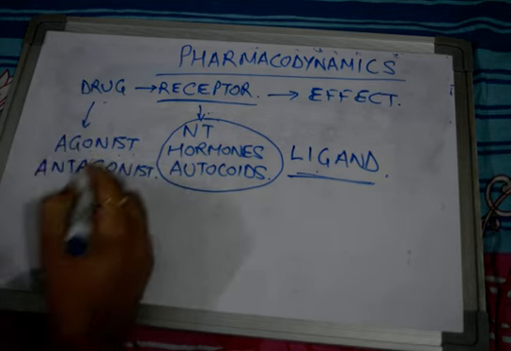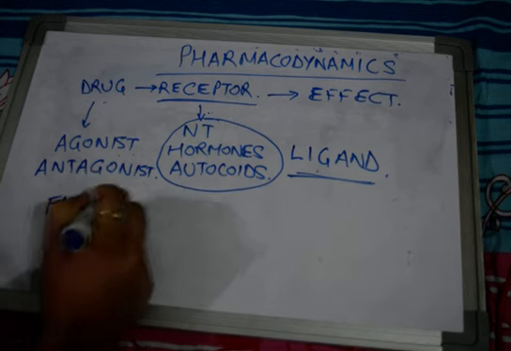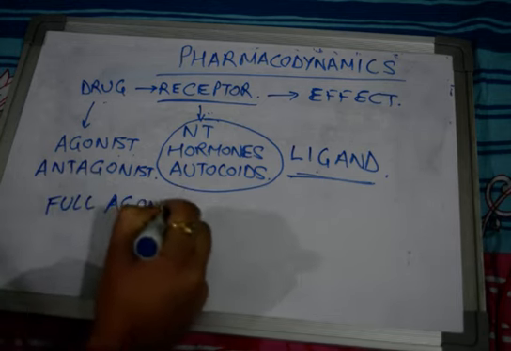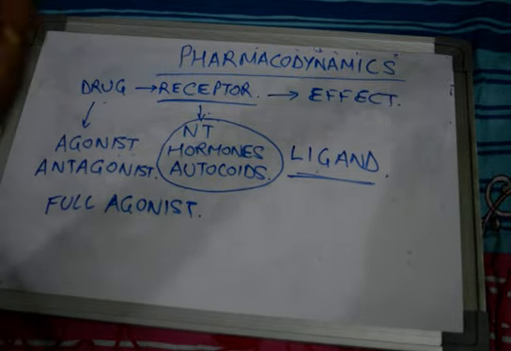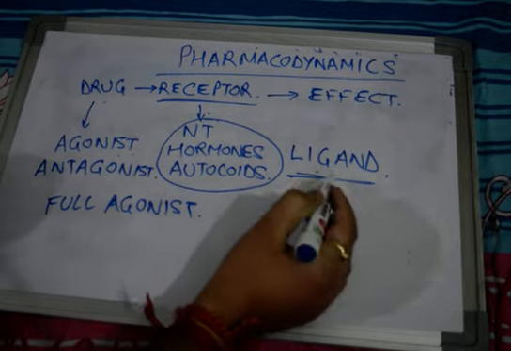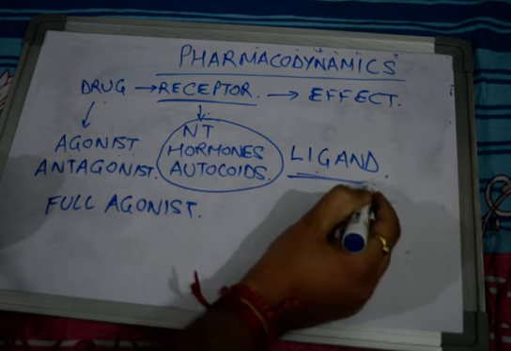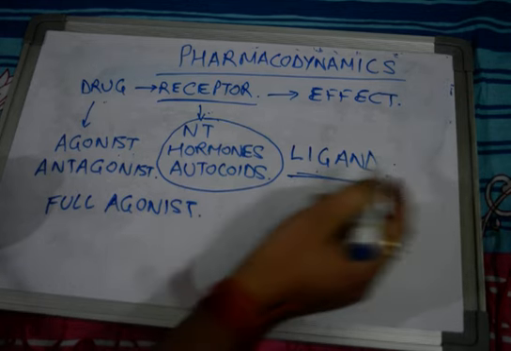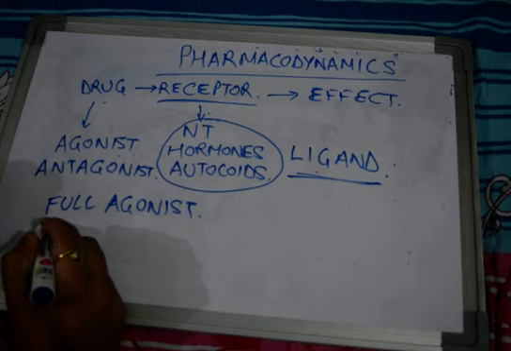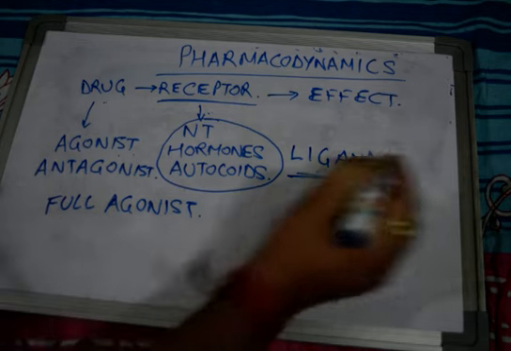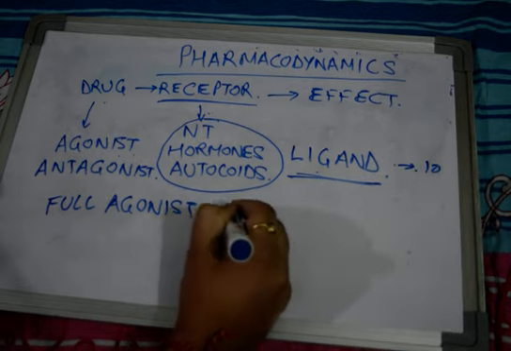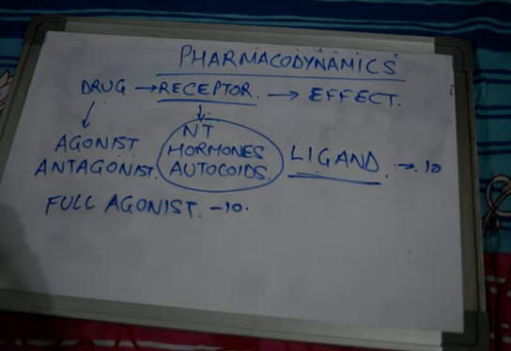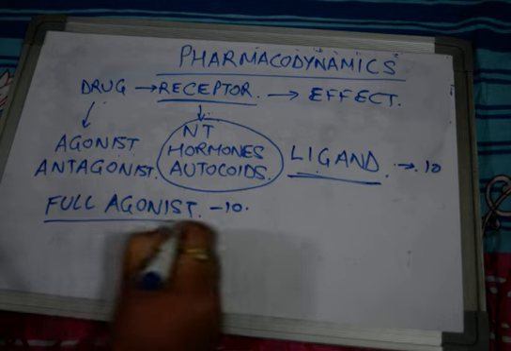And we call it a full agonist if, when you quantitate the action, as much response is seen with the ligand, the same is seen with the full agonist. It means if the ligand has an activity of 10, the full agonist will also show an activity of 10. So this is a full agonist.